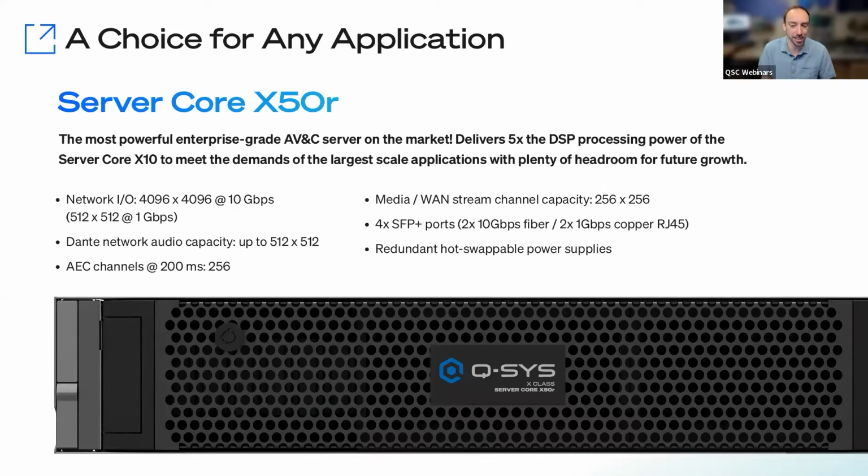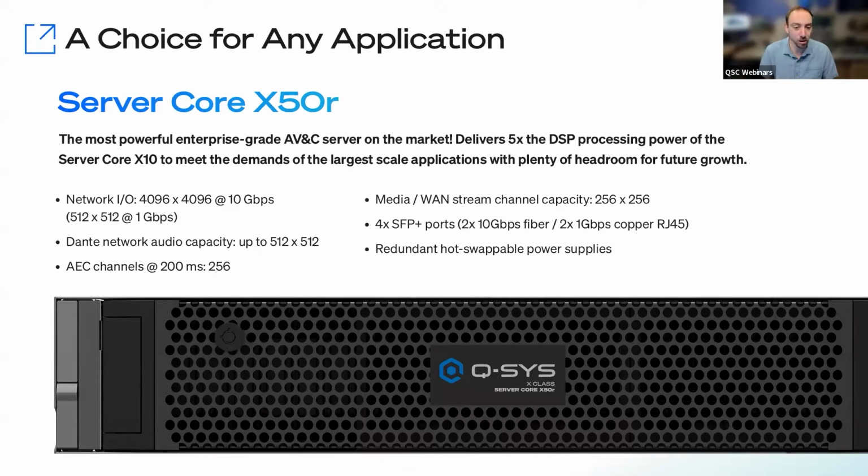4,000 channels at 10 gigabits per second. This does have two fiber ports and two copper ports. So two RJ45s, two fiber SFPs on the back of it. That means that this can run at 10 gig per second backplane, you can directly connect it to a fiber switch and use that trunk connection for a whole heap of IO.